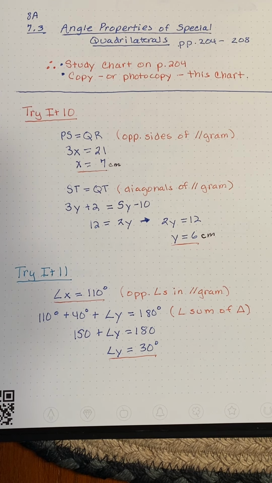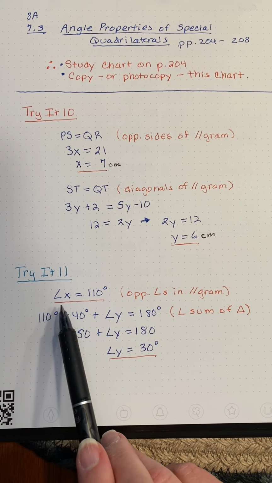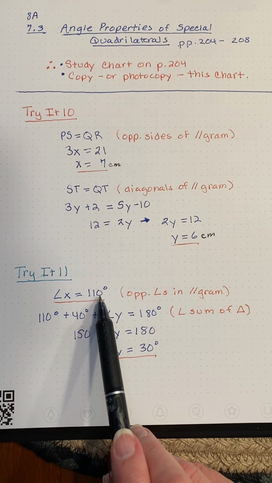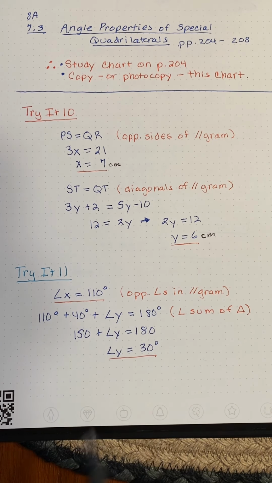Continuing on with try it 11 at the top of page 206. If you look at that, in the figure, PQRS is a parallelogram. Find the measures of angles X and Y. So now with that diagonal PR through that parallelogram, we have two triangles, and we are to find both angles of the bottom triangle. Okay, so looking at that, I can say that angle X equals 110 degrees because of opposite angles in a parallelogram. Well, that was pretty easy.